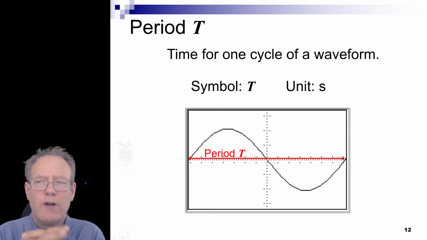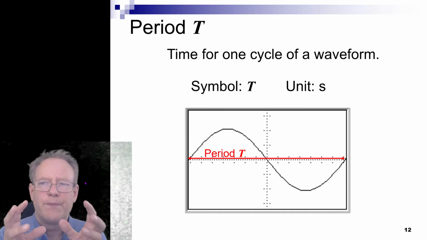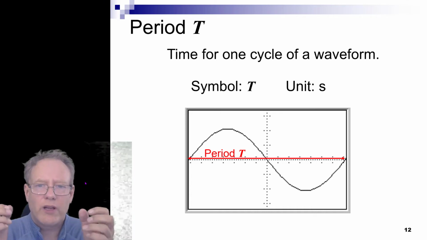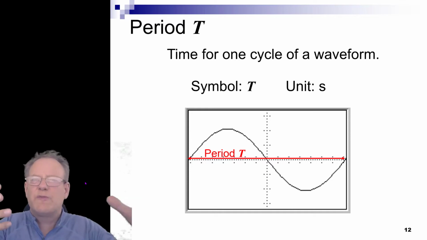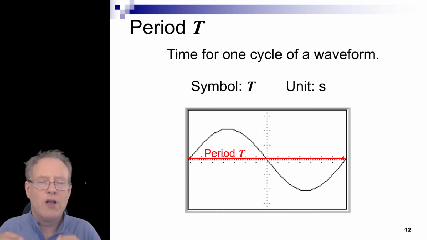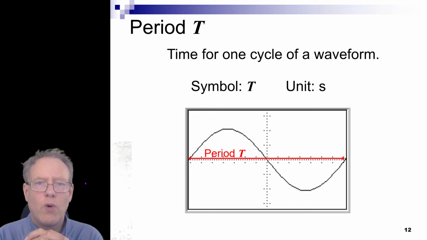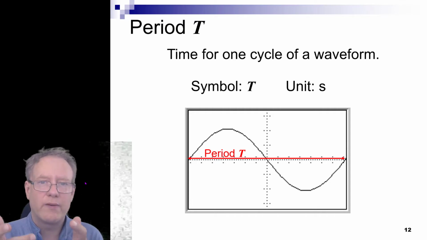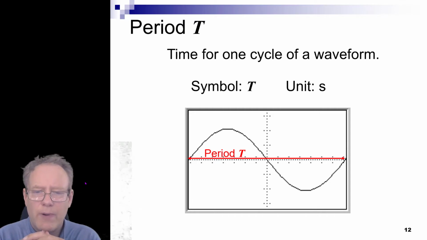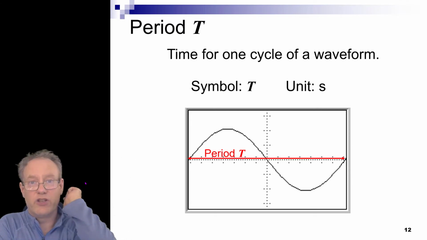Let's move on to identifying, when I talked earlier about how it happens every so often, what's the speed of it? How often does it happen? Well, there are two terms that we use to define that. One is frequency and the other is period. Let's talk about period right now. I just wanted to define the symbol and the unit.